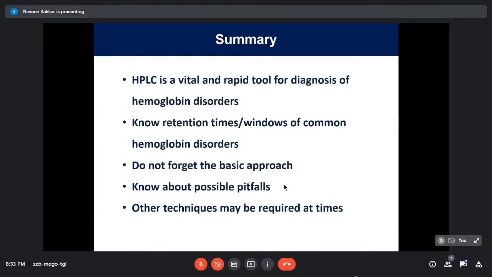And remember, other techniques may be required at times, sometimes complex like molecular, or sometimes as simple as a sickle test or a CBC might be contributing to what you're looking at. In the example where we had a thal major misdiagnosed, nobody would believe that this patient does not have thal trait looking at the indices. The indices are telling you this has to be a thal major. That is why the rework-up was done. Thank you so much.